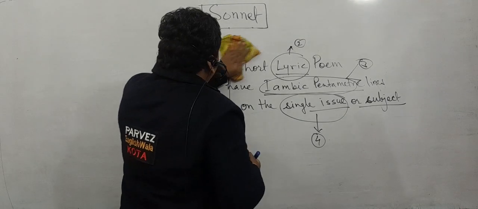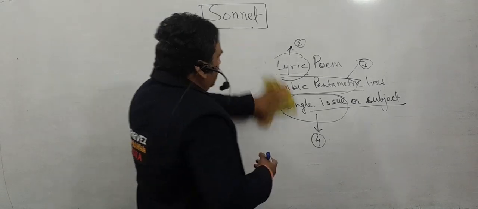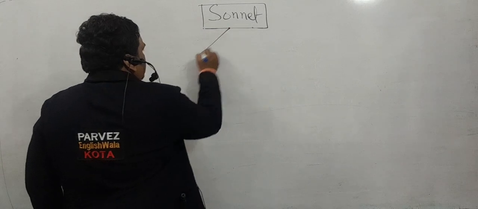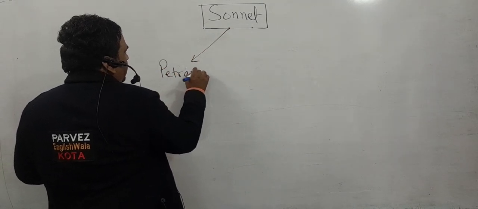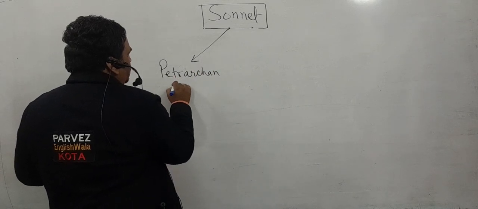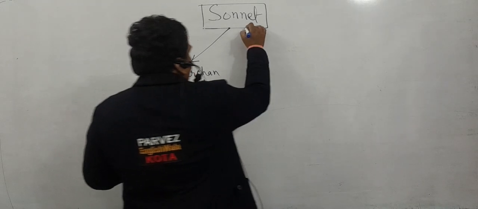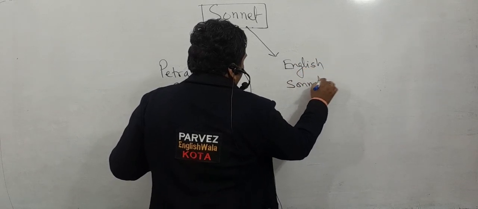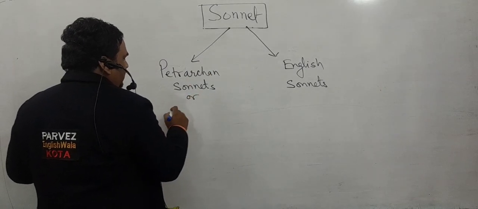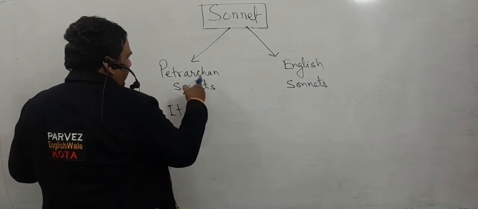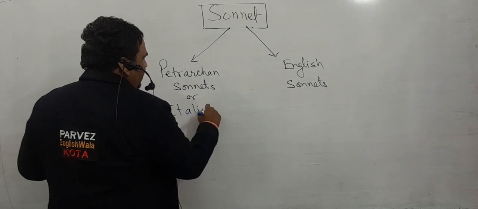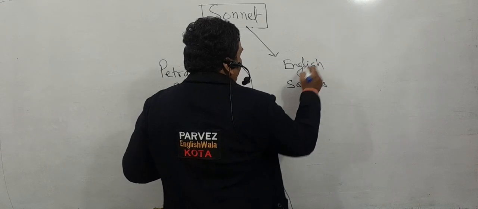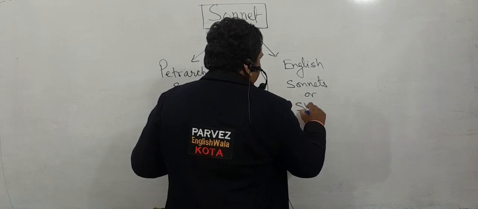Now look, how many types of sonnets? So sonnets are basically of 2 types. Number 1, Petrarchan sonnets. Who was the father of sonnet? Petrarchan. And number 2, English sonnets. The other name of Petrarchan sonnet is Italian sonnet. Petrarchan sonnets are called Italian sonnets. And we have another name for English sonnets, and that is Shakespearean sonnet.